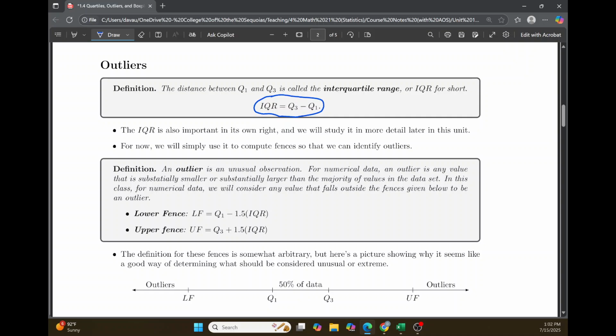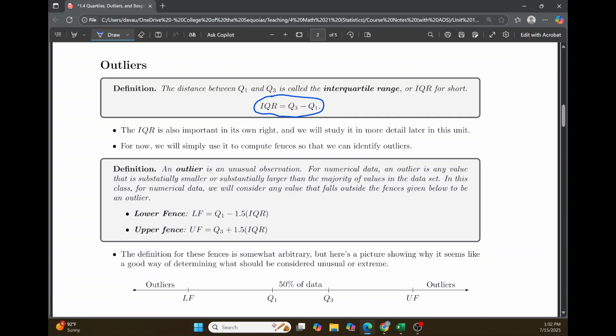But for now, we're just going to use the IQR to compute fences, because those fences allow us to identify outliers. An outlier is an unusual observation. For numerical data, an outlier is any value that is substantially smaller or substantially larger than the majority of values in the data set. There are different criteria for determining what we consider to be an outlier, but a pretty widely accepted one is the one that I've given here, and this is how we'll identify outliers in this class.